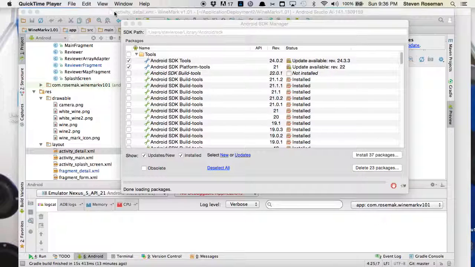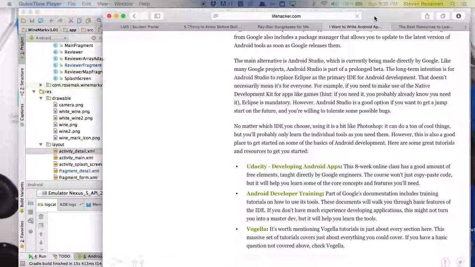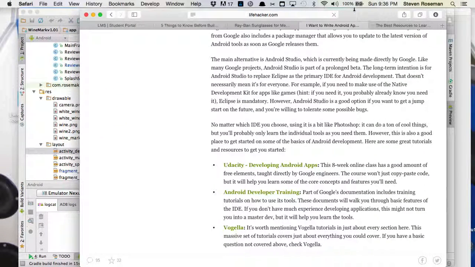One of my favorite sites or blogs to look at is Lifehacker, and they provided a little detail and talked about some of the places you would go to get different information in regards to using an IDE and how to understand the SDK, more importantly, or the software development kit. This is your toolbox essentially.